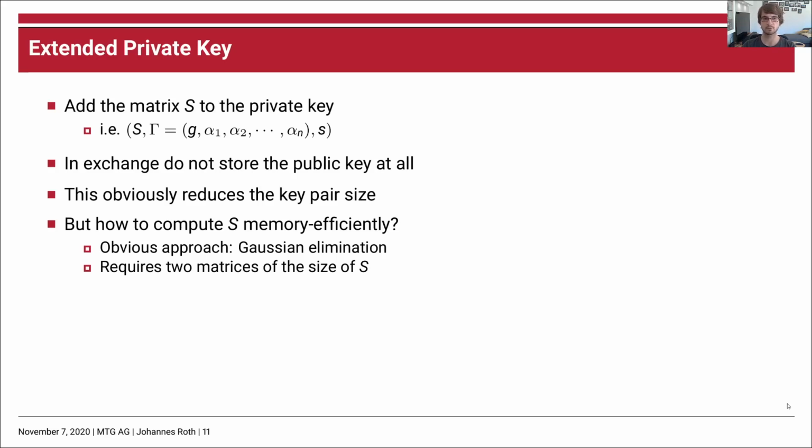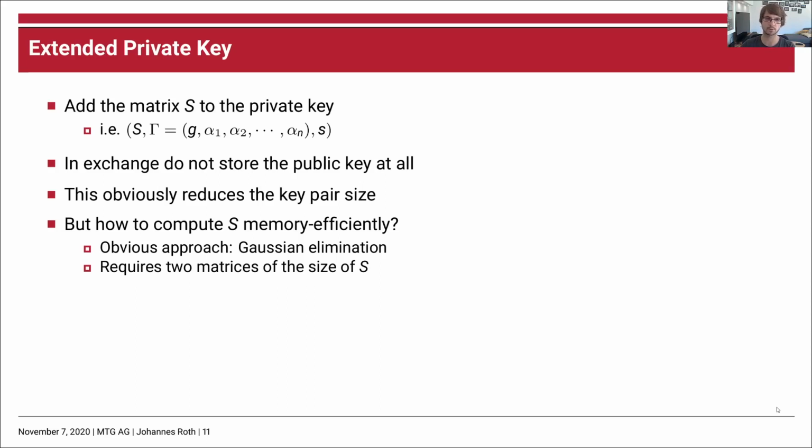Well, this approach obviously reduces the key pair size, but we still need to generate S somehow, and we also need to generate it in a memory efficient way, because if we require much memory, we again cannot compute S on an embedded device. The obvious approach to compute S would be to take the first n minus k columns of h hat and then apply the Gaussian elimination algorithm. If we do it like this, this requires two matrices of the size of S, since we also transform an identity matrix to produce the inverse.